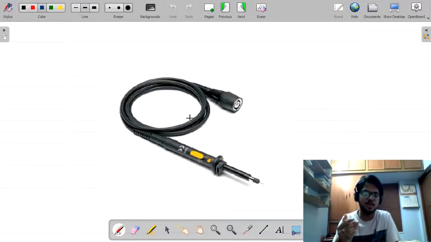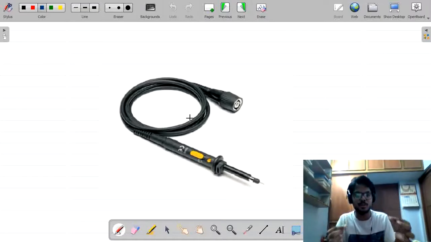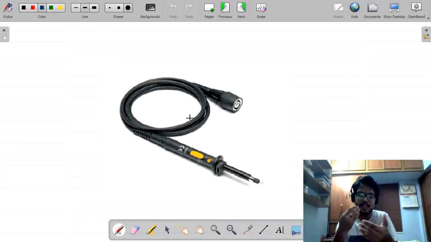In general, what is a probe? A probe is just a simple wire. It is used to connect between the electronic circuit and the CRO. It's just a simple wire, or it may have some components inside it. Now we will discuss it in detail. See, this is called a probe.